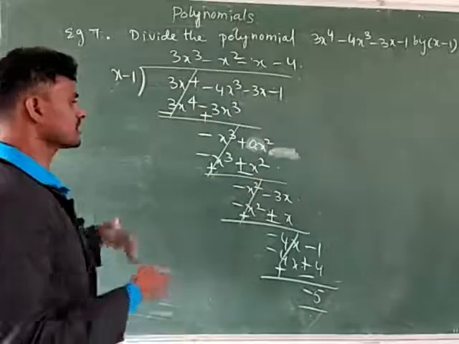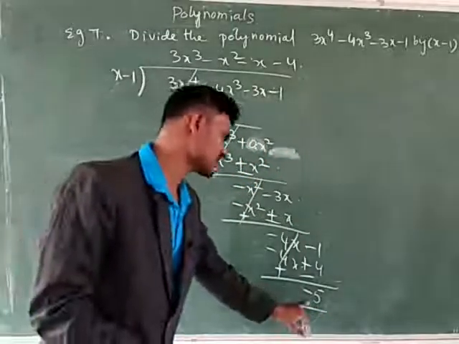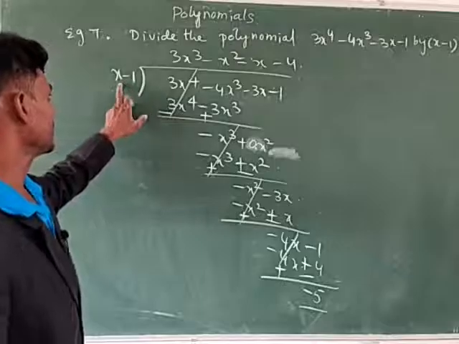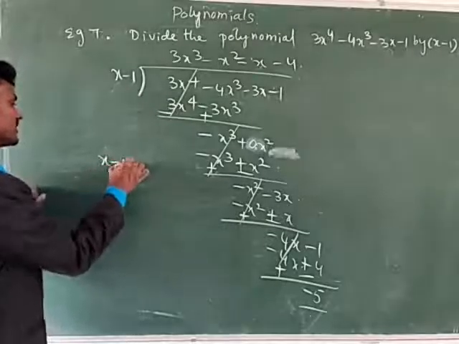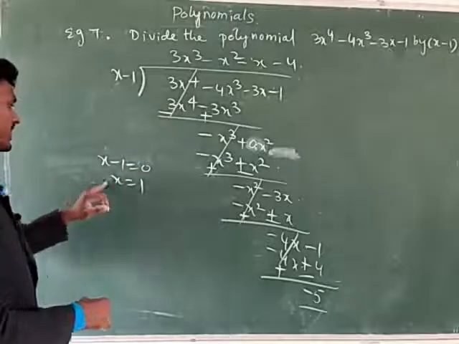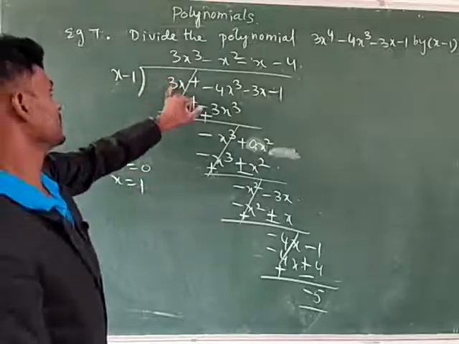This is correct or not? How do we know that the remainder is minus 5 or not? How do we know that? See here. Here x minus 1, its zero value is x is equal to 1.